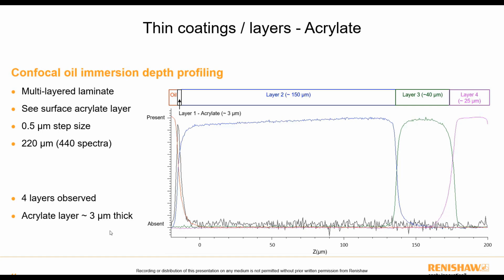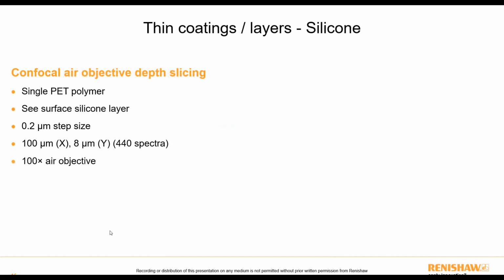But when you're looking right at the surface, you don't necessarily have to use oil immersion. So here and now I've got a dry objective. So this is going back to just the air objective. And we want to look at a silicone layer at the very surface of a polymer material. So this is PET. So I've got a really small step size. This is 0.2 microns now.